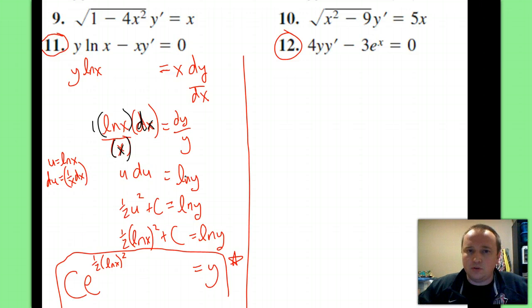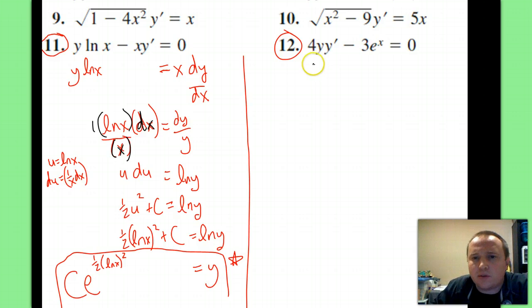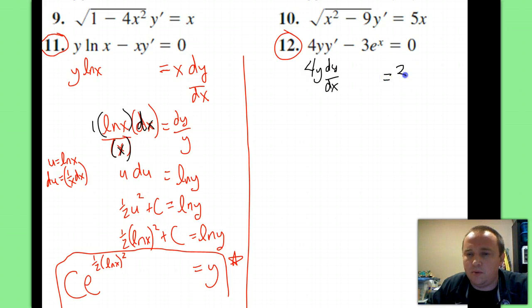Could I do a u substitution where the derivative of one of them will get me the other one out of there? So let's do this one on the right. I think this is a really good one. First we need to get that y prime solo. So I'm going to move this over. This is going to be fun.